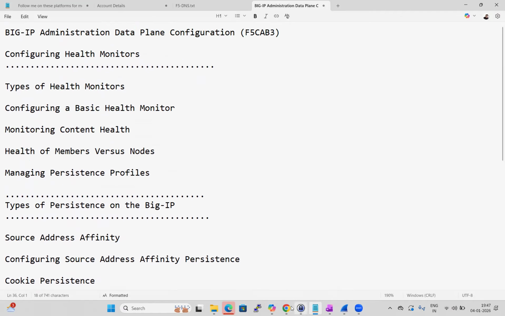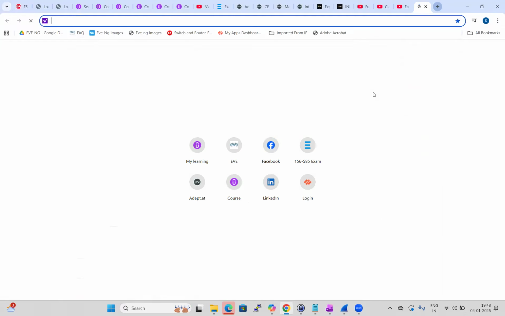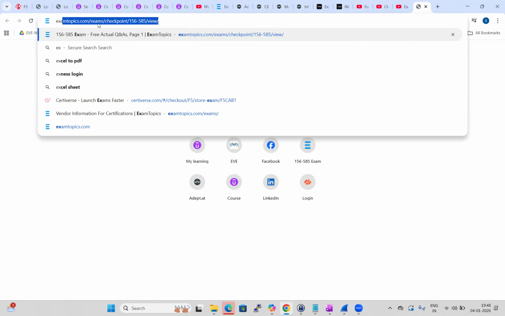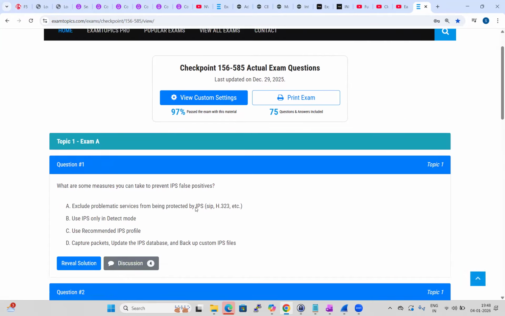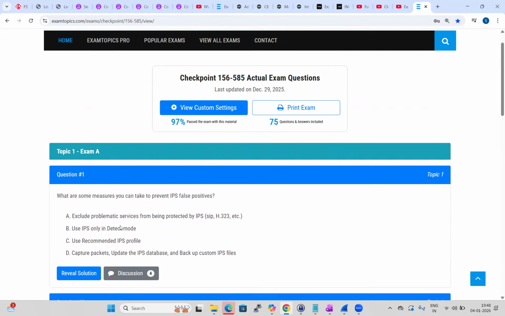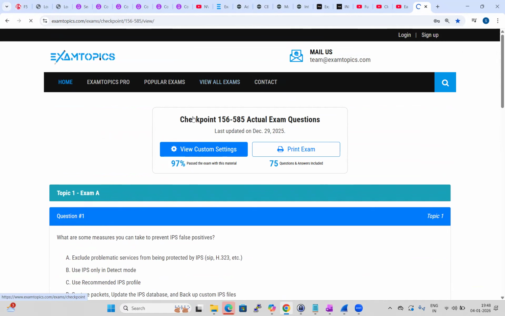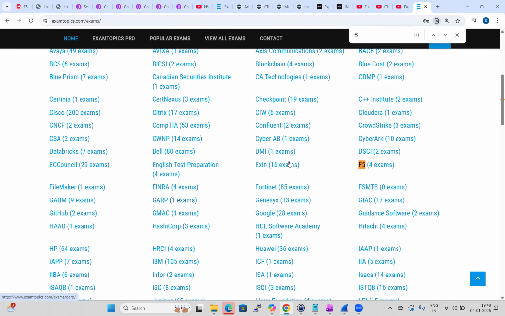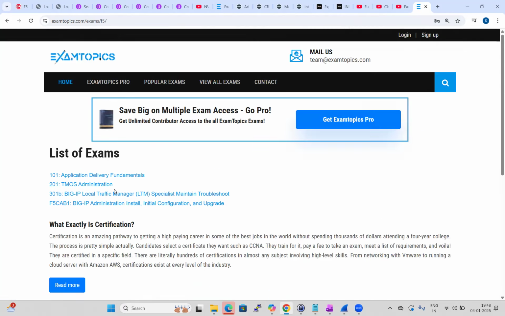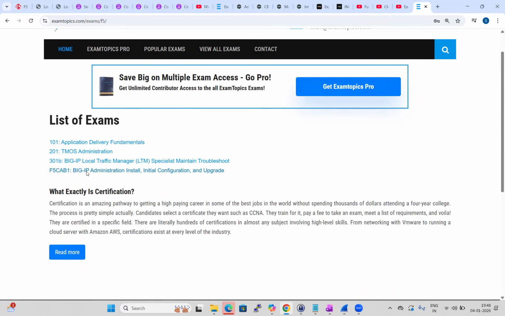Apart from that, I will show you guys. For example, if we go to exam topics, this is a paid one, but there are no CAB3 questions and answers there. If you go to view all exams and press Control F and search F5, for F5 we have four exams here. There is no CAB3 here, only CAB1.